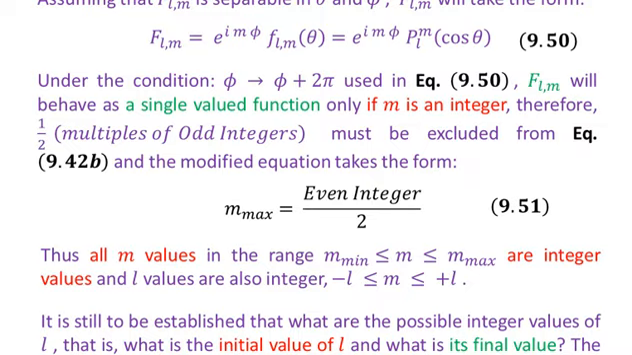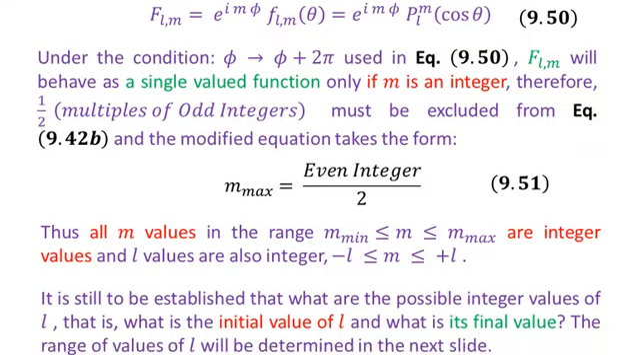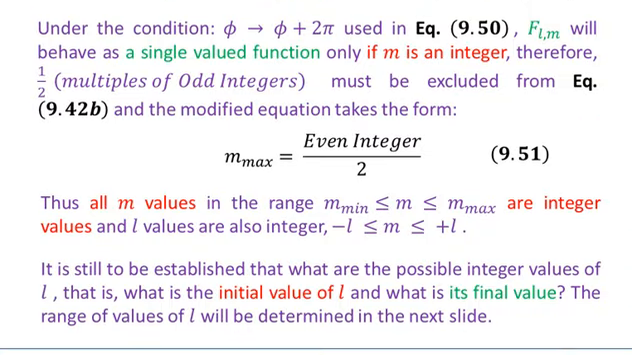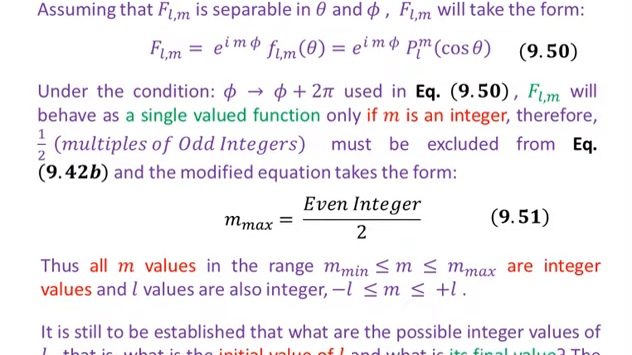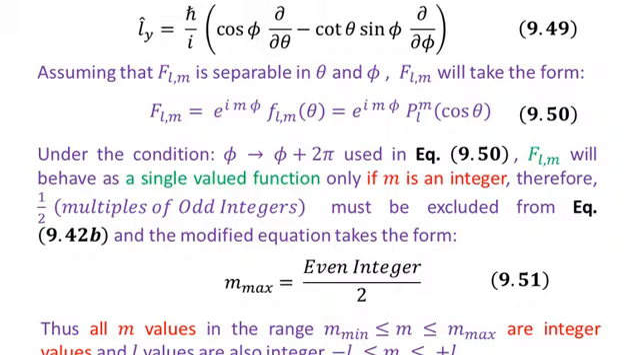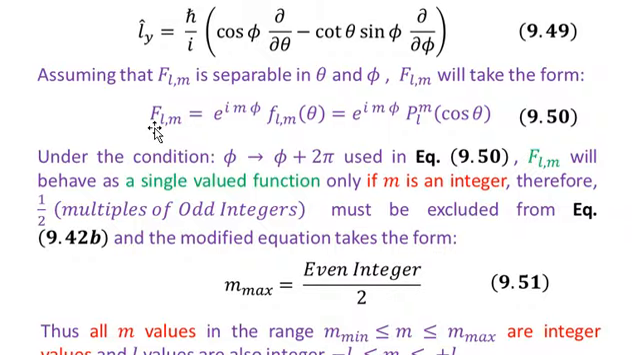This is the point we have found: m will take only integer values, and this information comes only when we write the wave function in the form given by equation number 50. That is, the azimuthal part of the wave function capital F is split into two parts. One is phi dependent, the other is theta dependent, and the phi dependent part should have the form e to the power i m times phi. This will give you the information that m will take only integer values.